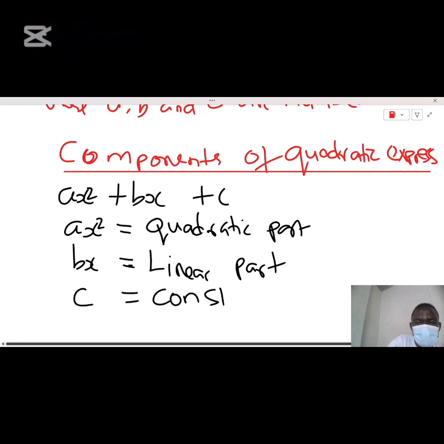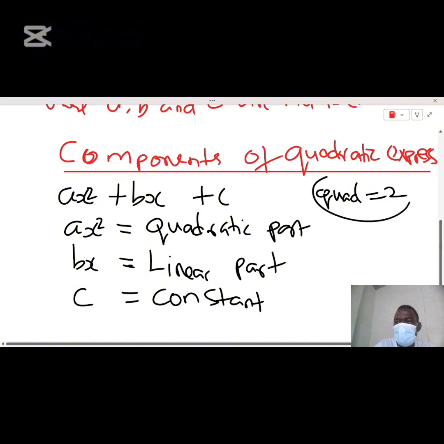These terms are very, very important. You have to master them. We've got a quadratic part just because it has got a power of 2. Quad means 2. That is why it is called a quadratic equation: the highest power is 2.